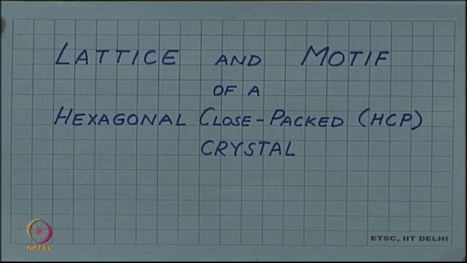Hello and welcome. In the last video we discussed the structure of the hexagonal close packed crystal. We described the structure in terms of close packing of equal sized spheres, and we saw that such close packed layers are stacked in the sequence AB AB to give us the hexagonal close packed structure. In this sequence, we also saw that only the centers of A atoms form the lattice.